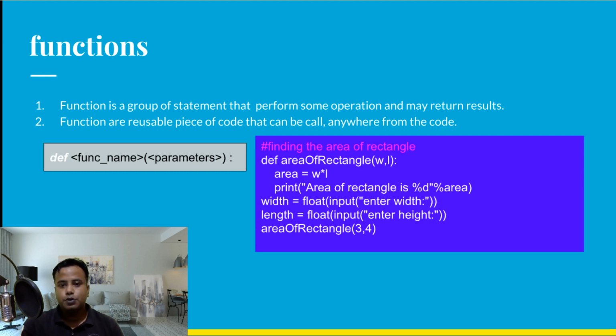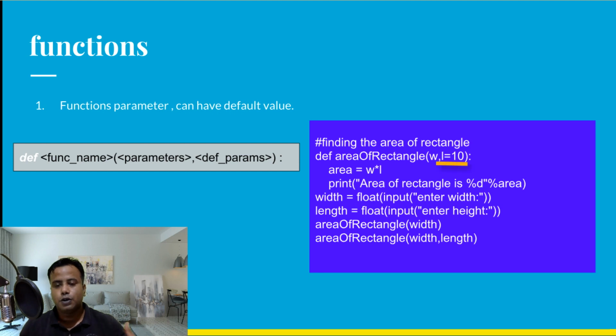Same way, suppose in the parameter, if you want to give a parameter a default value, you can use default parameter functions, where one or more parameters may have a default value. Same here in this example.